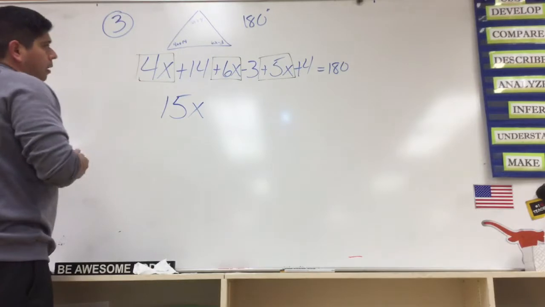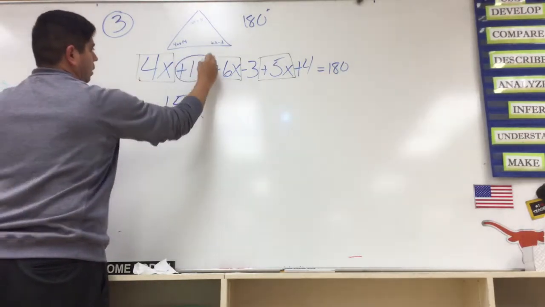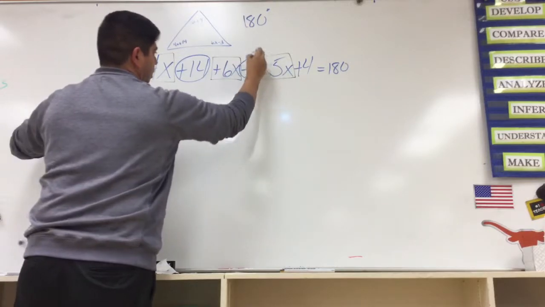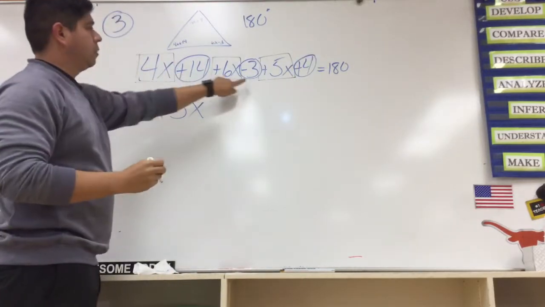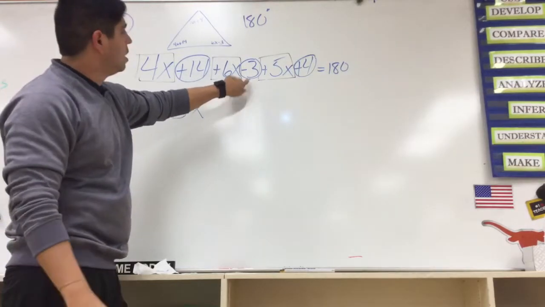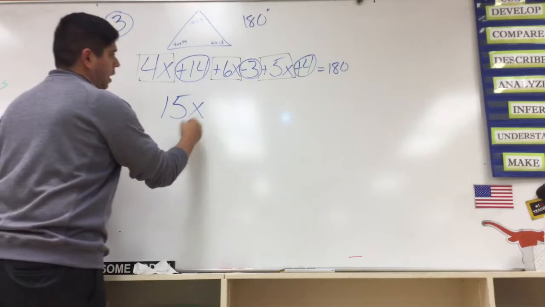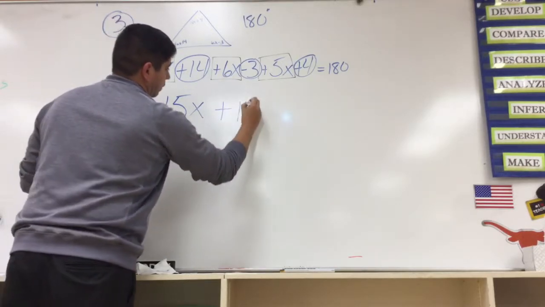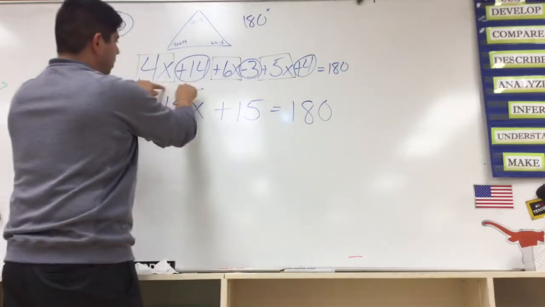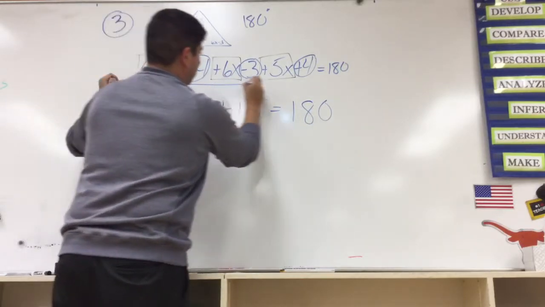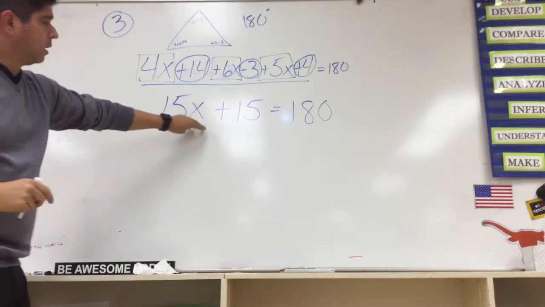Alright, now I'm left with my other like terms, which is plus 14 minus 3 plus 4. So 14 minus 3 gives you the 11, and then plus 4 gives you 15. So 15x plus 15 equals 180. It's very important to take all of that and shorten it to make 15x plus 15.